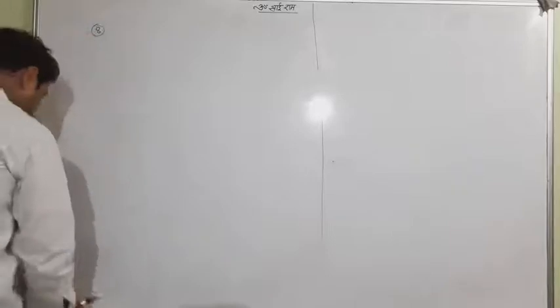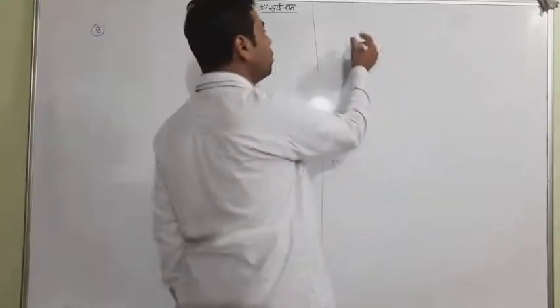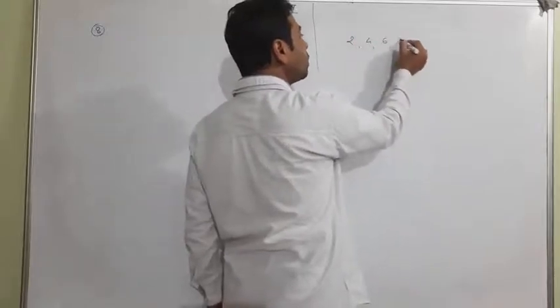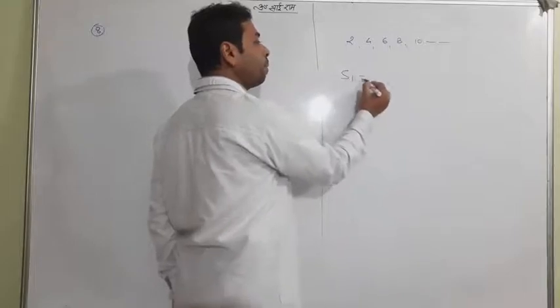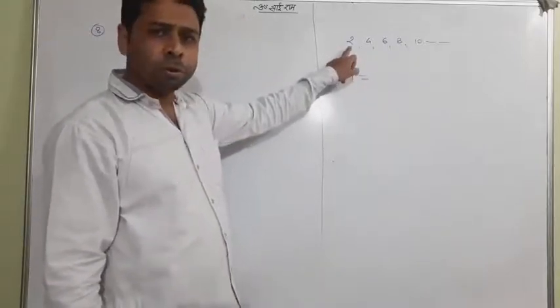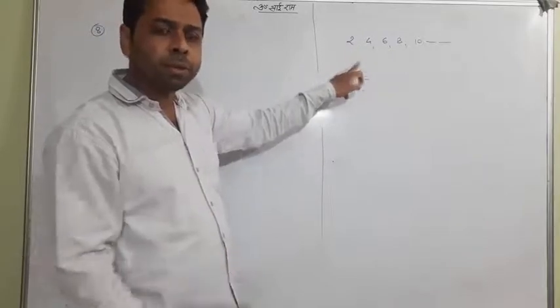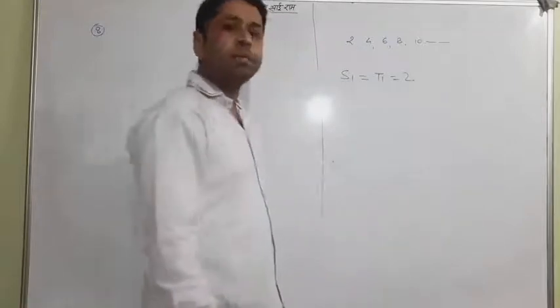About the 8th question, I want to tell you. Look at this: 2, 4, 6, 8, 10, and so on. This is an AP. If I ask you the sum of one term, it's a very silly question, it means 2, because it is only one term. What is the meaning of sum of one term? Sum of one term means the first term. So keep in mind that sum of one term means first term.